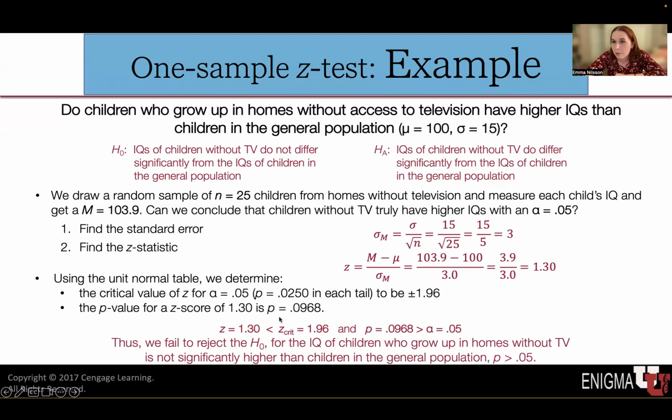So because it's not more than the z critical value, we fail to reject the null hypothesis. For the IQ of children who grow up in homes without TV, it's not significantly higher than children in the general population with an alpha, because our p-value was more than 0.05.